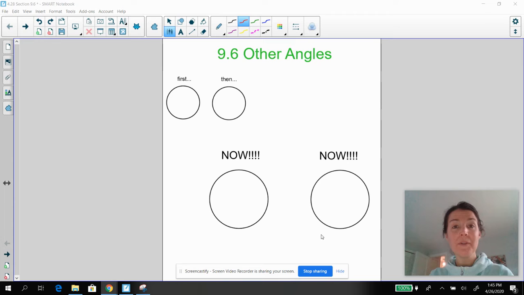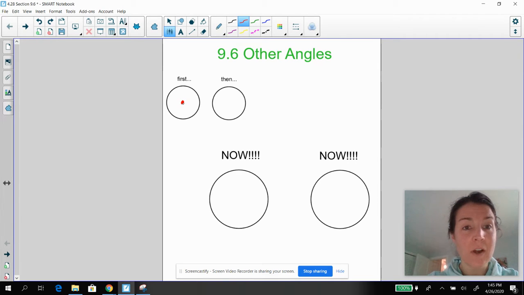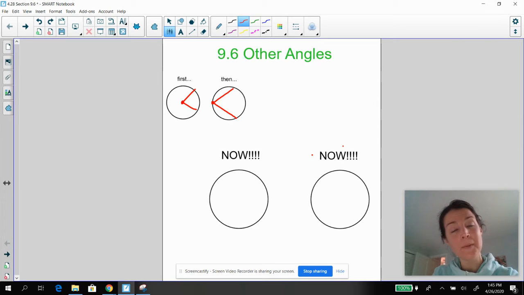So remember, we first talked about central angles, and those are angles whose vertices are in the center of a circle. And remember, central angles are the same measurement as that intercepted arc. And then we took that vertex and we shifted it from the center all the way to one side, and we called that an inscribed angle. And remember, the inscribed angle is half the measurement of that intercepted arc.